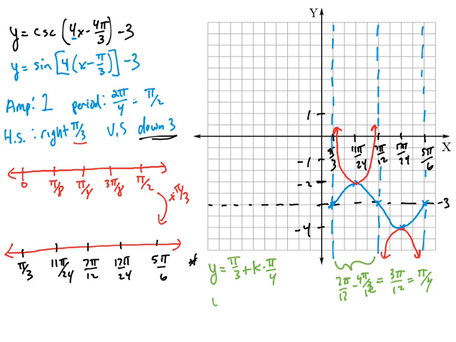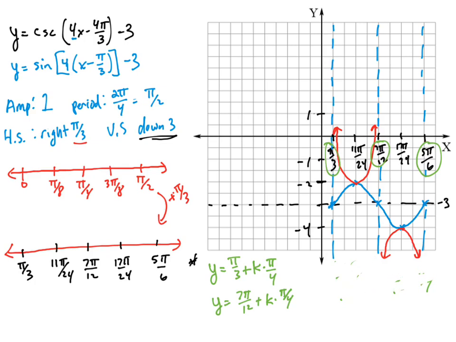We could have just as easily said x is equal to 7 pi over 12 plus k times pi over 4, right? It doesn't matter whether we start with this asymptote or this asymptote. We could have said x is equal to 5 pi over 6 plus k times pi over 4. Any asymptote will work here. All right, so there is an equation of the asymptotes.